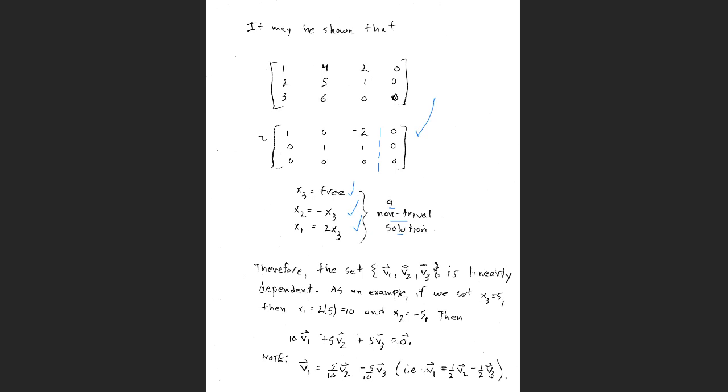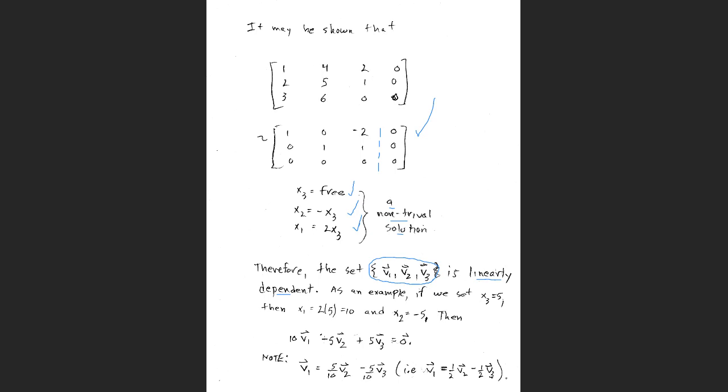So okay, well, therefore, this set of vectors is linearly dependent. It is linearly dependent, because if this set of vectors v1, v2, and v3 were linearly independent, the only solution x1, x2, x3 would give us 0. But that didn't happen.